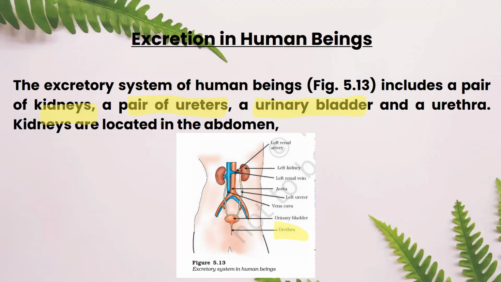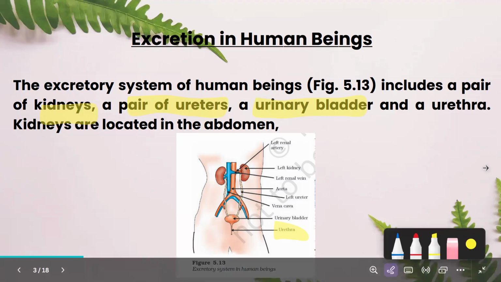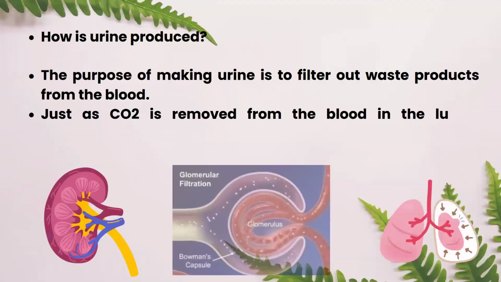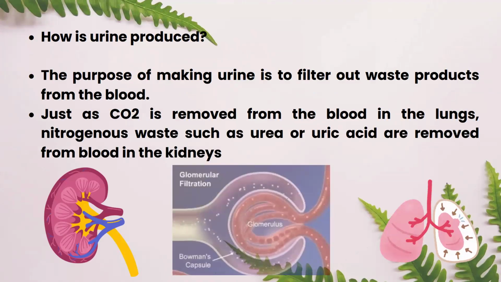These kidneys are located in the abdomen region. So the parts are also very important. Sometimes you will be asked about these parts in your board examination as a picture-based question. So coming to the main process, this is very, very important. Most of the time we can get a minimum 2 to 3 marks question here.